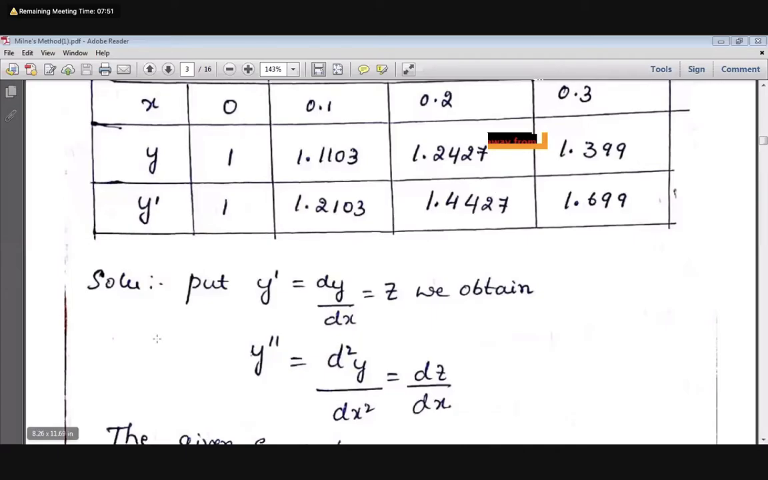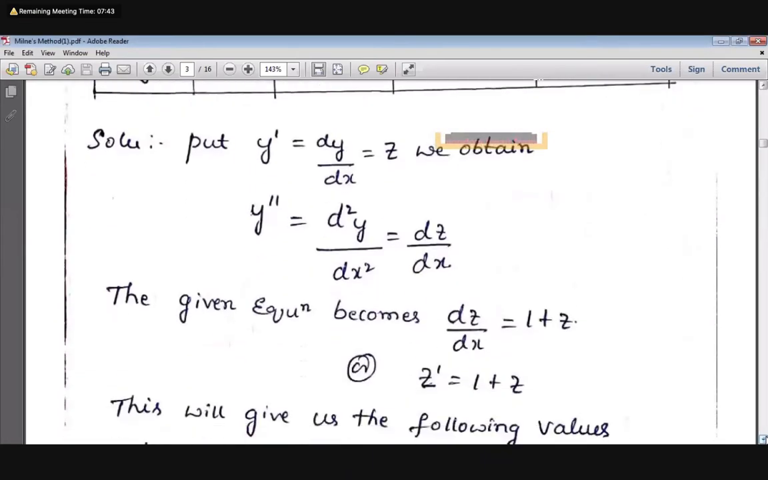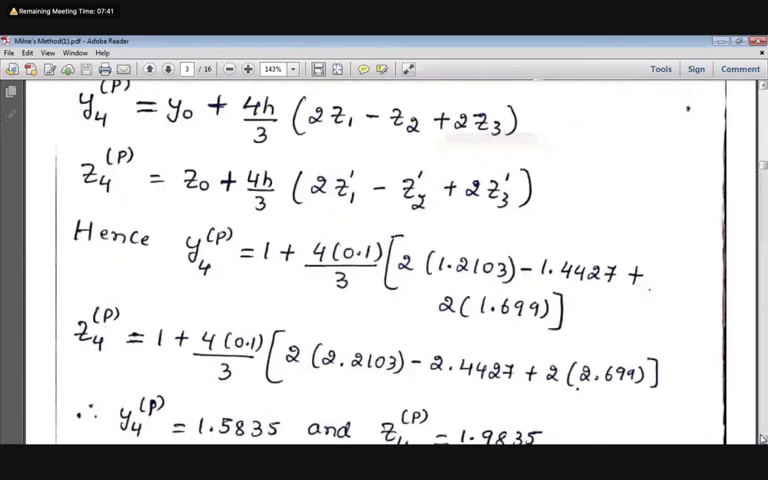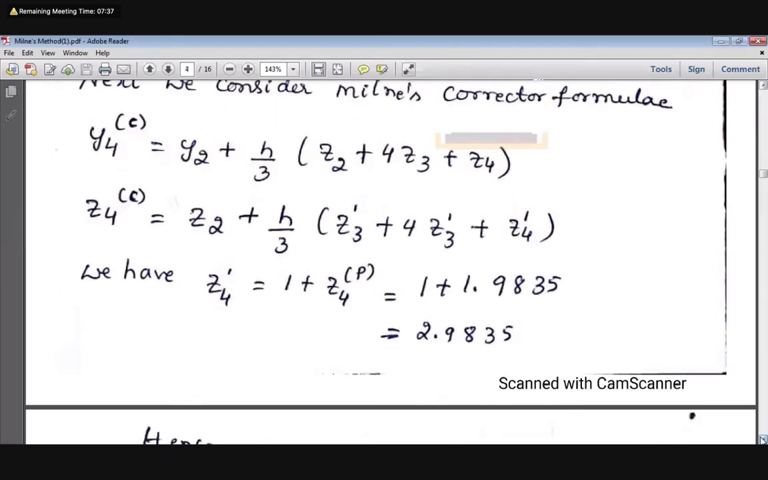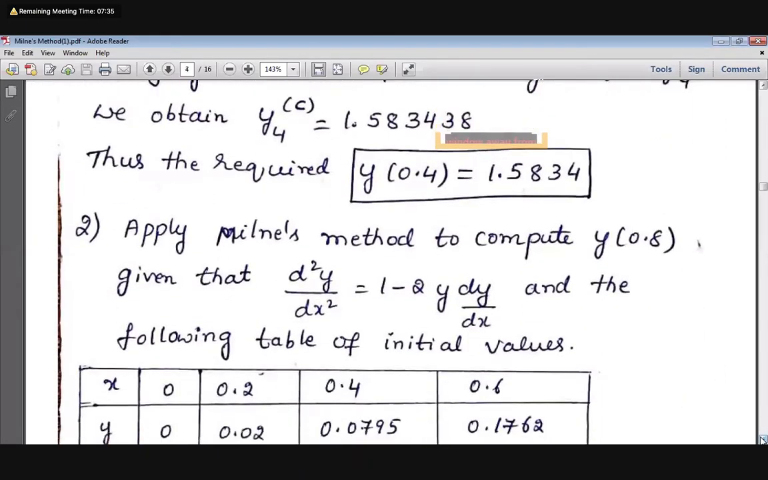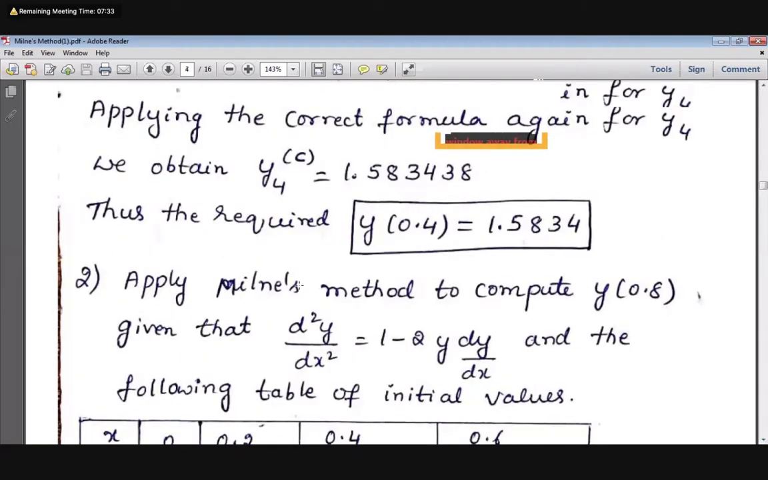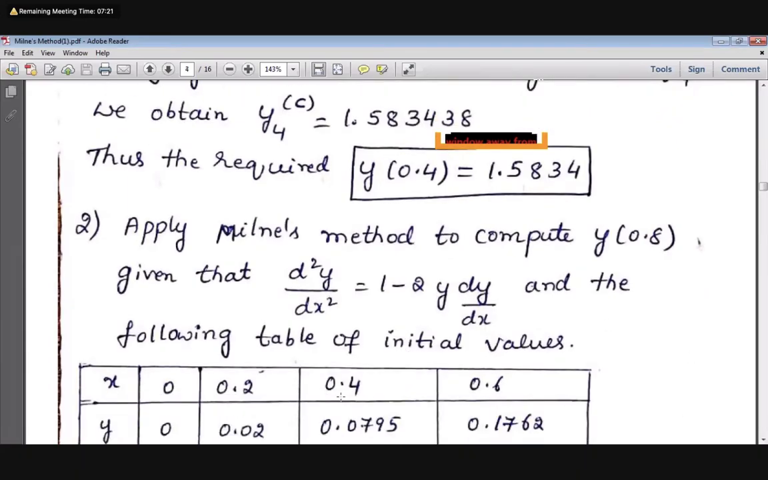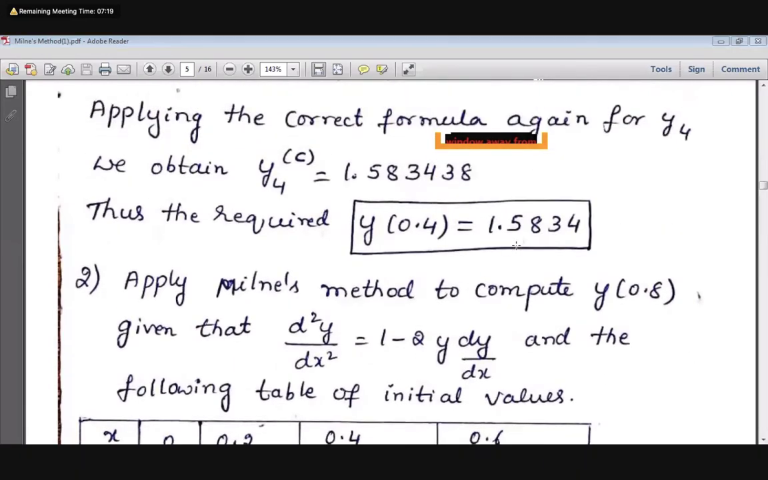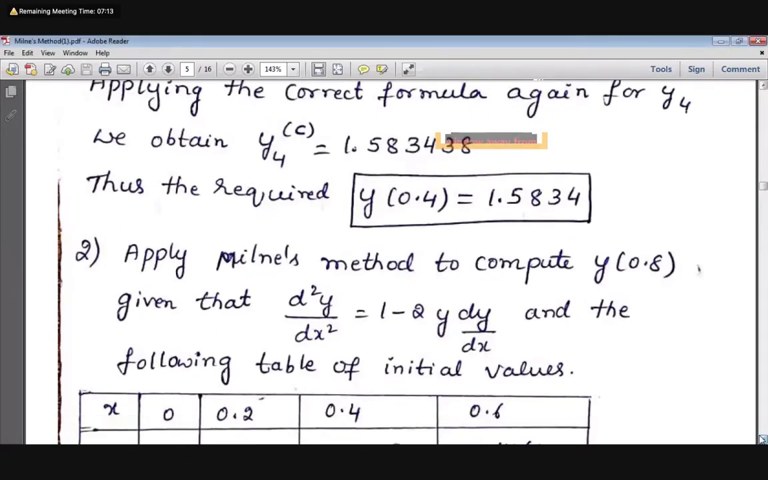Next problem. Apply Milne's method to compute y of 0.8, given that d square y by dx square equals 1 minus 2y dy by dx, and the following table of initial values. These are the given values.